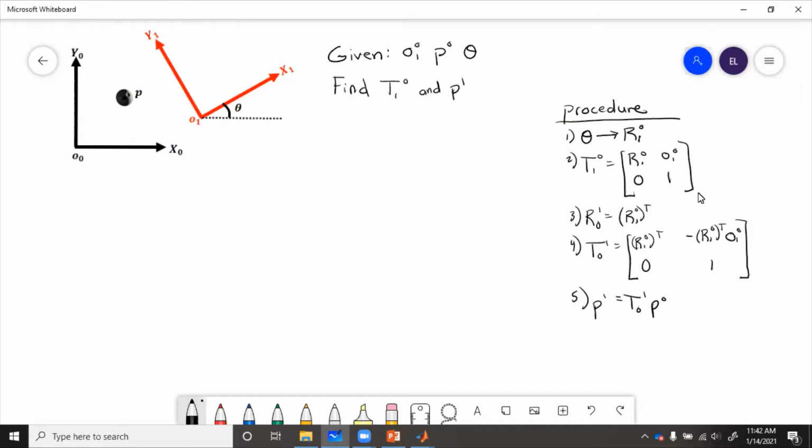But first we need to be given some values. So let's say O01 equals 7, 2, 0. P0 equals 1, 4, 0. And theta equals 40 degrees.